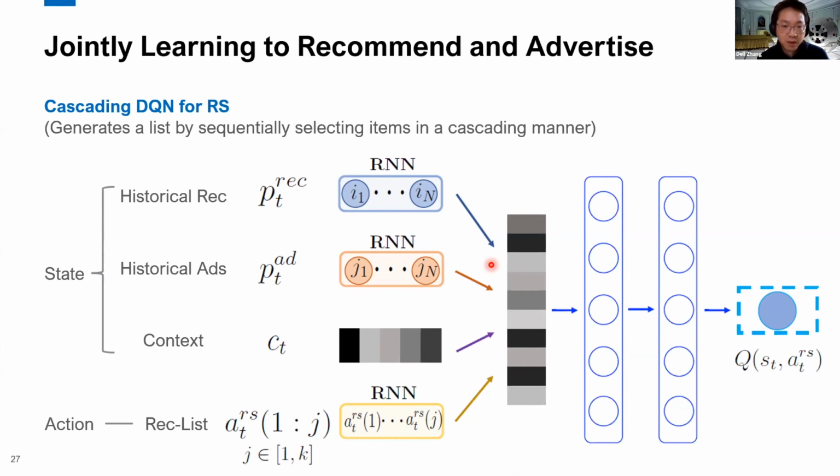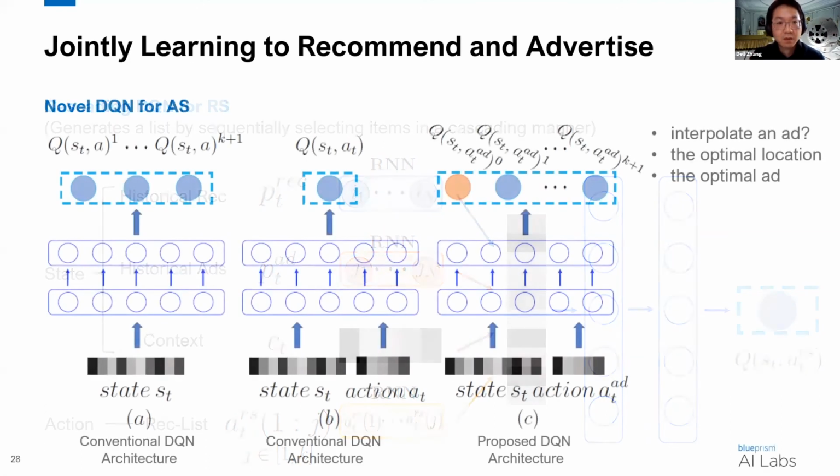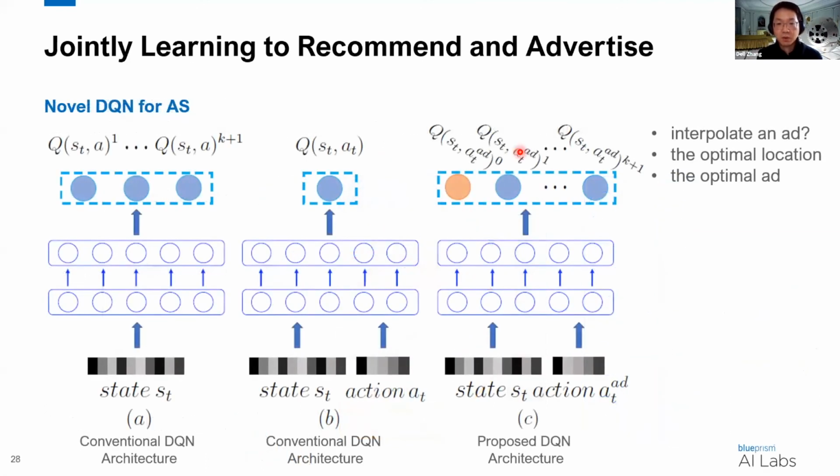To address that problem, they use the so-called cascading DQN, which basically means that you generate the list by sequentially selecting the items in a cascading manner. So you just choose the recommended items using the DQN one by one until you have a list of all the recommended items. This is a common trick when you need to make a recommendation of a list or a set. You just turn it into a sequential decision problem, which is well addressed by the DQN.